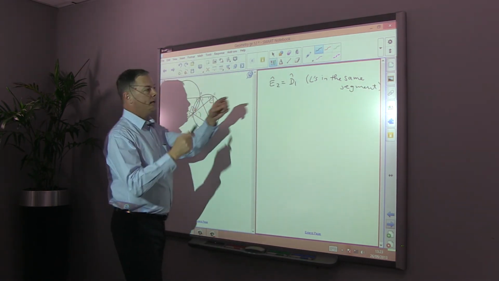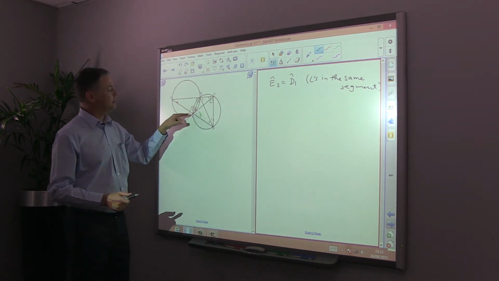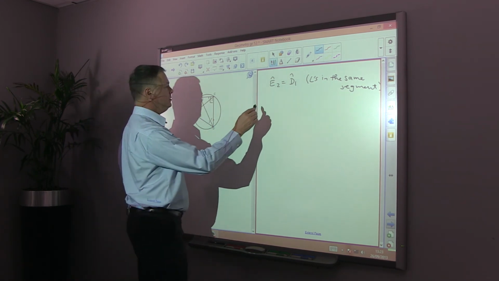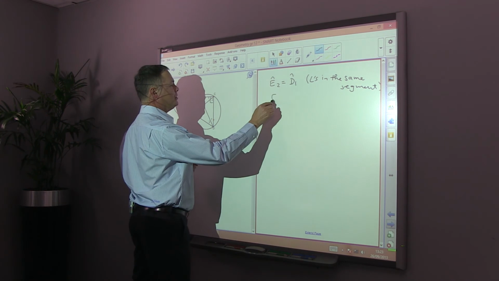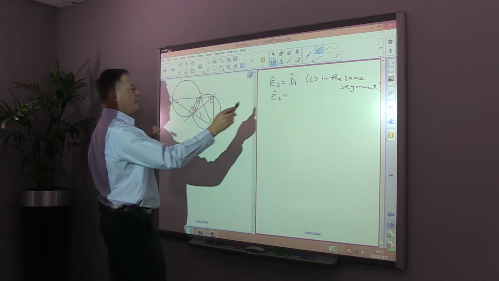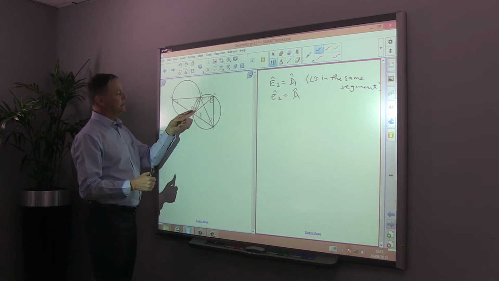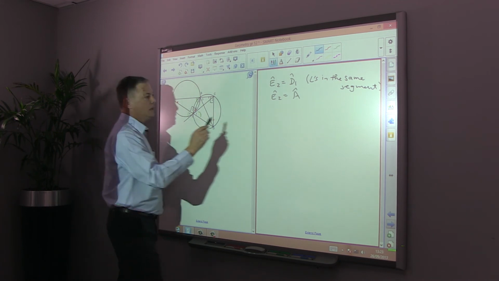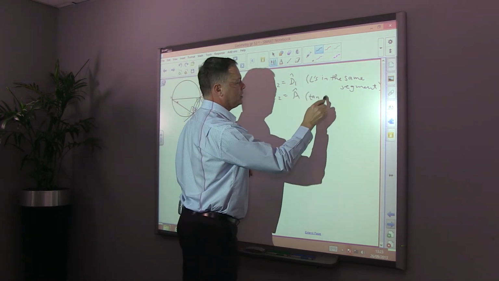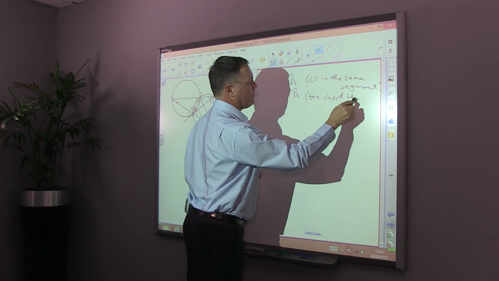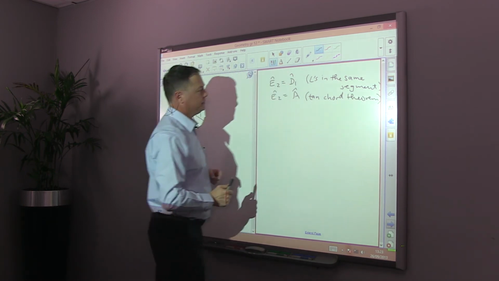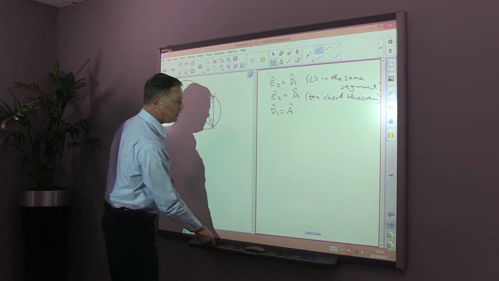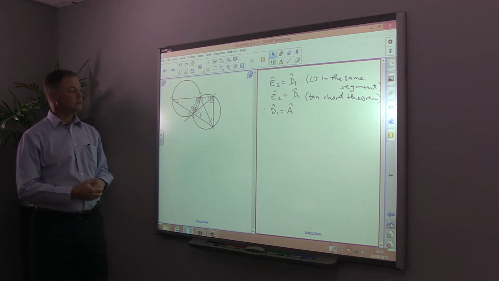They're in the same segment because you've proved in the earlier question that BEDC was cyclic. Also, we know that E2 is equal to A. Why? We marked it off earlier because that's the tangent, there's the chord, and the angle between the tangent and the chord is equal to the angle in the alternate segment. So all you have to write here is tan chord theorem. So therefore, D1 equals A. That's all you have to write.